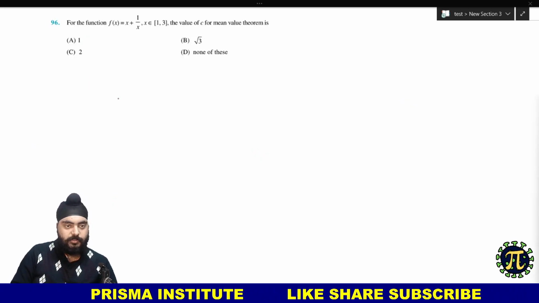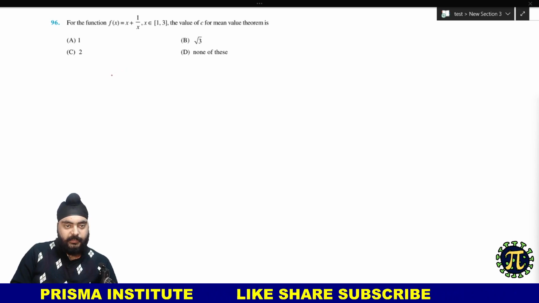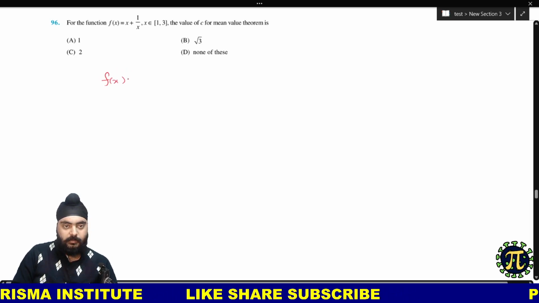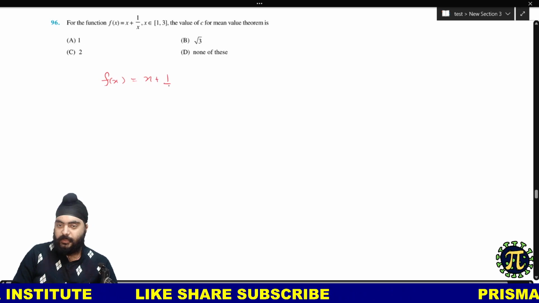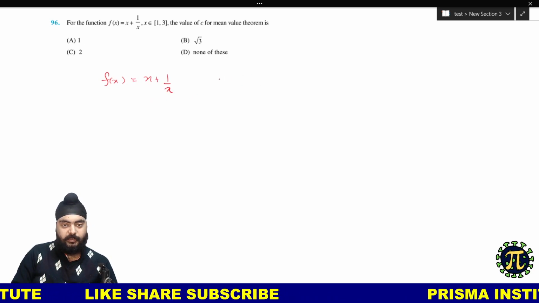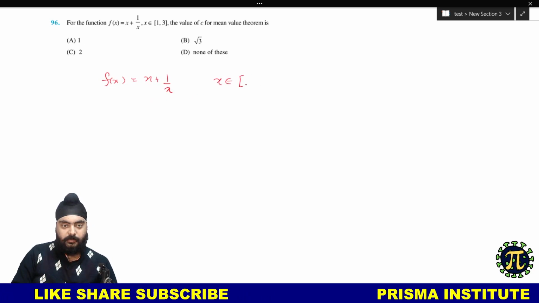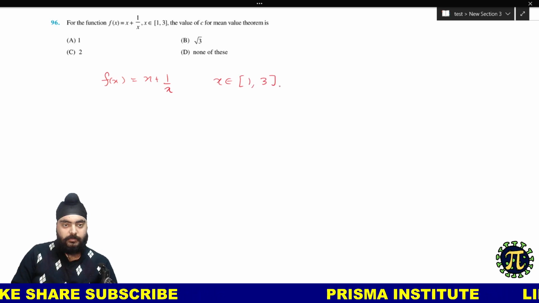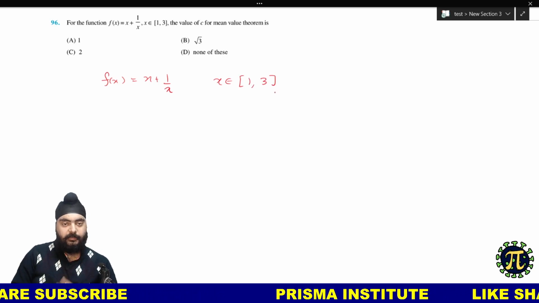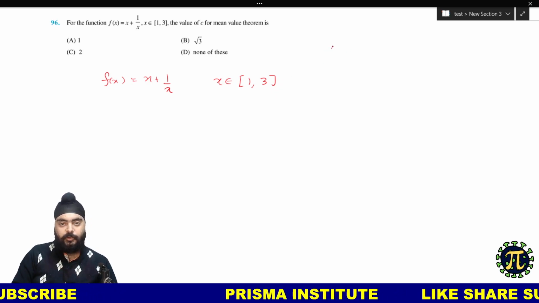Okay, so in this question हमें given है f(x) which is x plus 1 by x, और हमें given x belongs to 1 to 3. Okay, so find the value of c for mean value theorem. So mean value theorem क्या बोलता है?